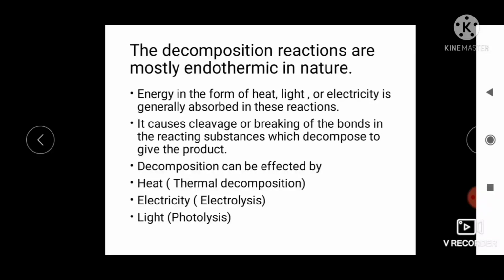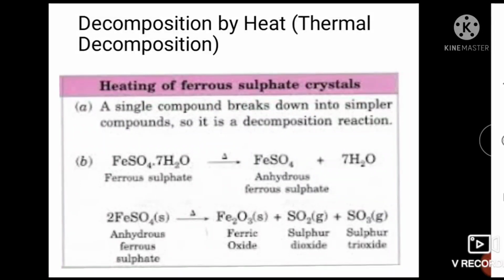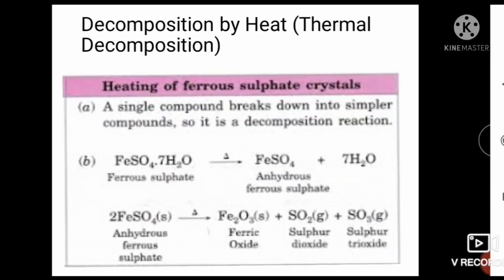Decomposition can be effected by heat, which we call thermal decomposition. Electricity: if it is effected by electricity, it is electrolysis. And if it is effected by light, it is photolysis. Next, we are going to study thermal decomposition by illustrating with some activities. Decomposition by heat, or thermal decomposition.